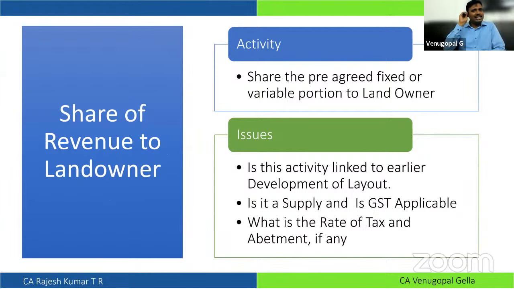Moving to the last aspect, where the revenue is shared with the landowner. The revenue is shared with the landowner on a pre-agreed basis, which could be a fixed amount or a percentage of the actual sale that is happening. Landowner may say, hey, give me 10 crores and I'll be happy with that. Or landowner may say that every rupee that is coming, give me 60 paise, I'll be happy with that.